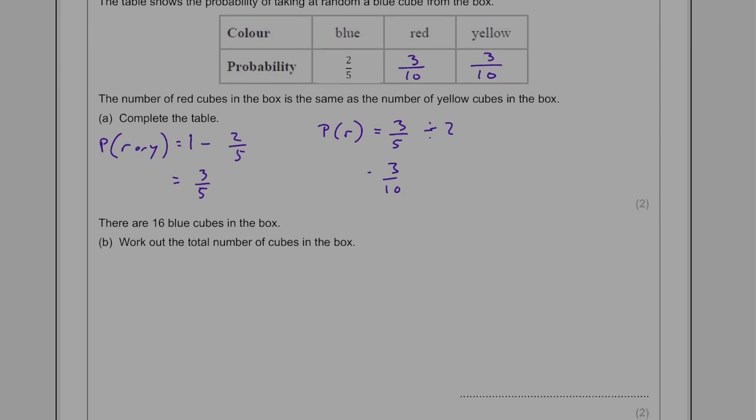And there are 16 blue cubes in the bag. Work out the total number of cubes in the box. Right, so I'm going to use a little ratio table here for probability and the numbers. So probability is 2/5, and that is equivalent to 16. So I'm going to say then that 1/5 is going to be equal to half of that. So the full amount would be 8 times 5, which would be 40.